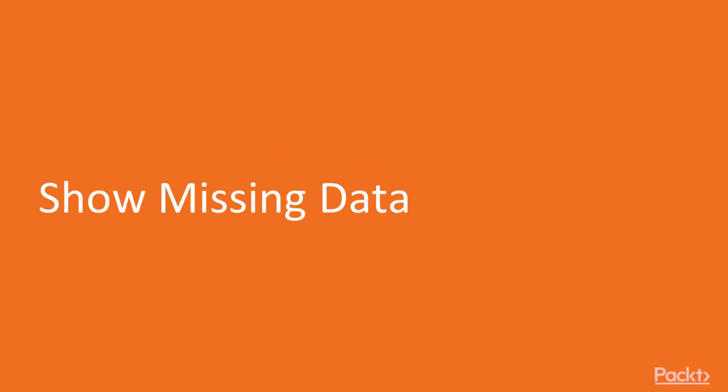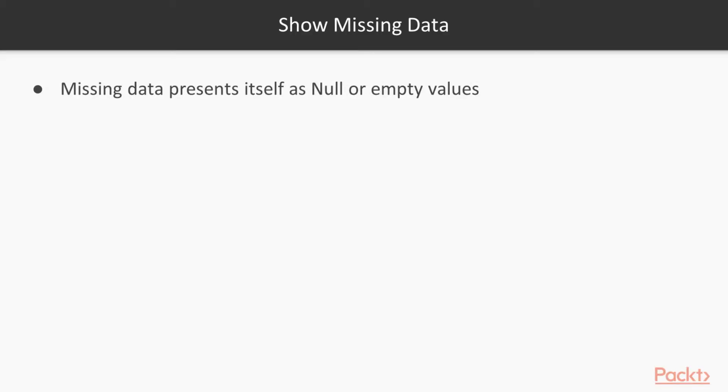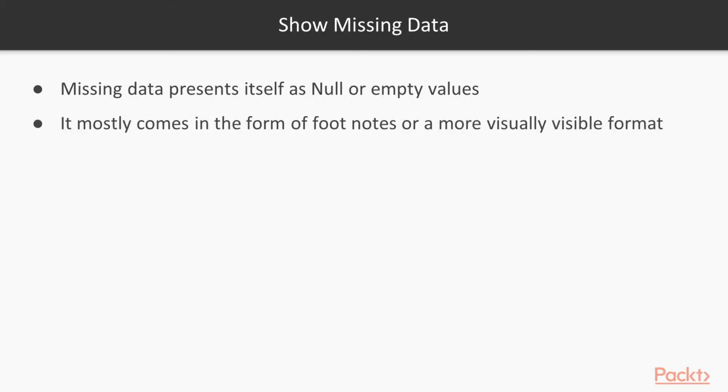In this video, we're going to focus on showing missing data. Missing data presents itself as null or empty values in our dataset. It's always good practice to make note of the missing data. That could come in the form of either a footnote or a more visually visible format showing the actual missing data.